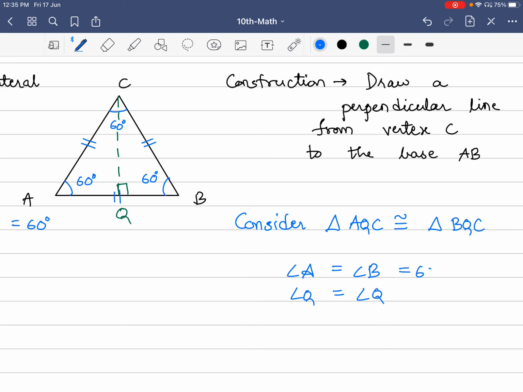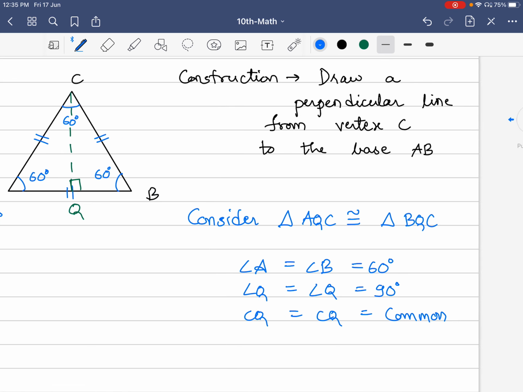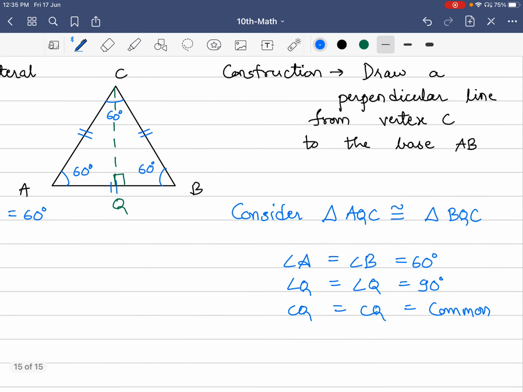Then we have angle Q equal to angle Q. This is 90 degrees. And side CQ is equal to side CQ. It's a common side between these two triangles. So thus, by our angle-angle-side test, triangle AQC is congruent to triangle BQC. These two triangles are congruent to each other. That is what we have proved.